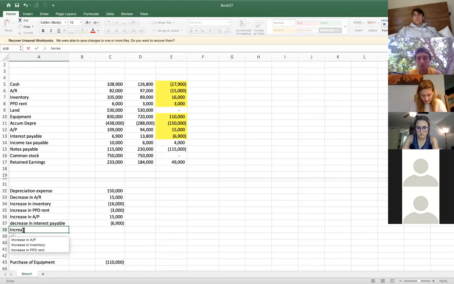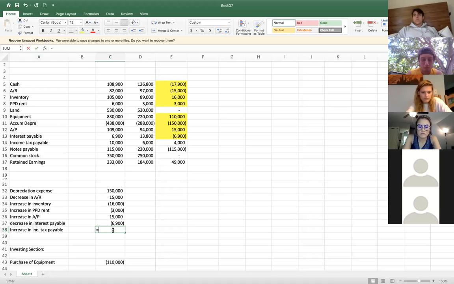Oh, oops. Yeah, I was looking at it the wrong way. So it's an increase in income tax payable. And if I have an increase in income tax payable, am I going to add it or subtract it? Add. Because if my payables are higher, that means I did not use cash to pay them, which means I have more cash on hand. So I'm going to add it.